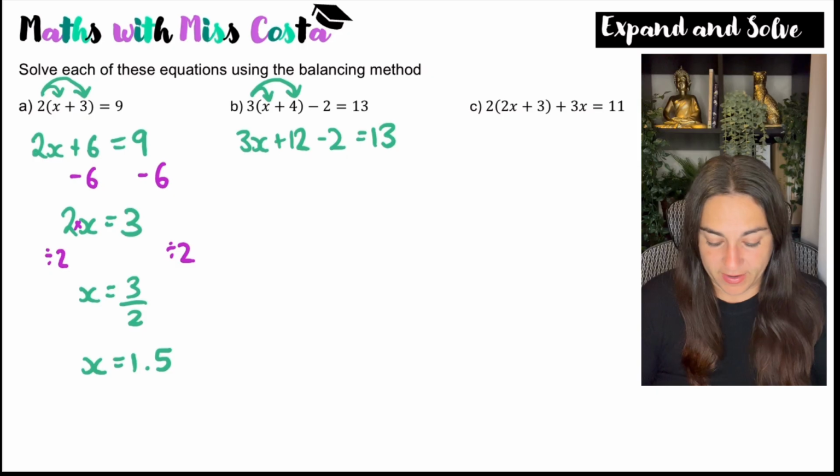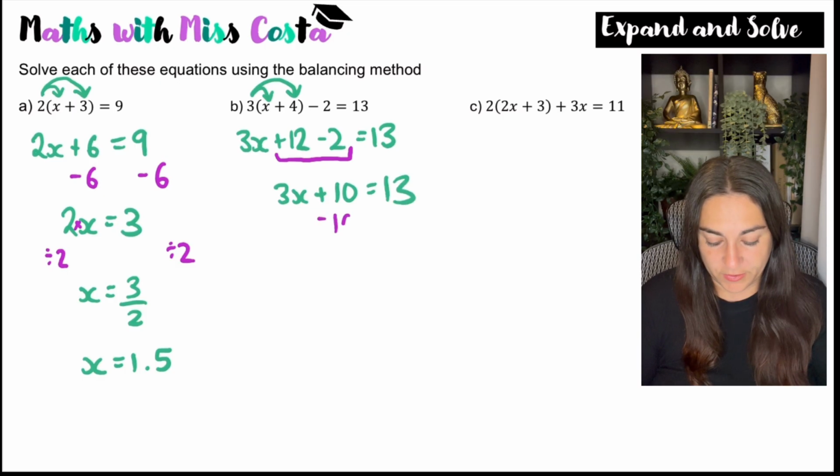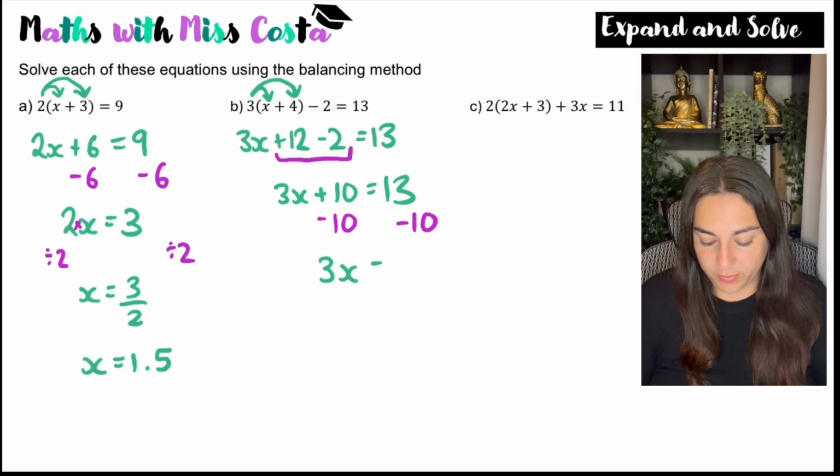Now we could simplify this. We could bring these two together. So that's going to become 3x plus 10 equals 13. Then what could I do? Well, I cover up the x and I'm going to do the inverse to anything else on that side. So I'm going to subtract 10 because it's going to cancel out. So I'll be left with 3x equals 13 minus 10 is 3.